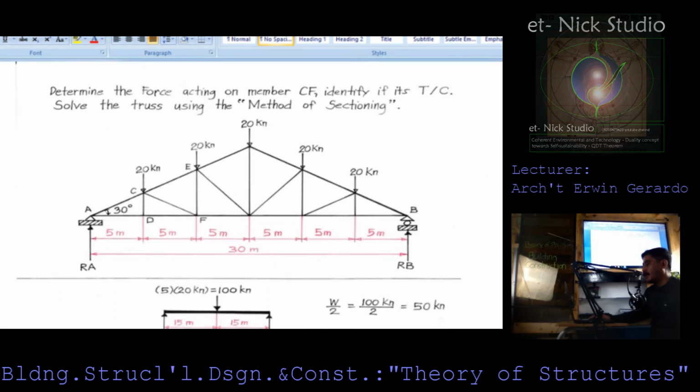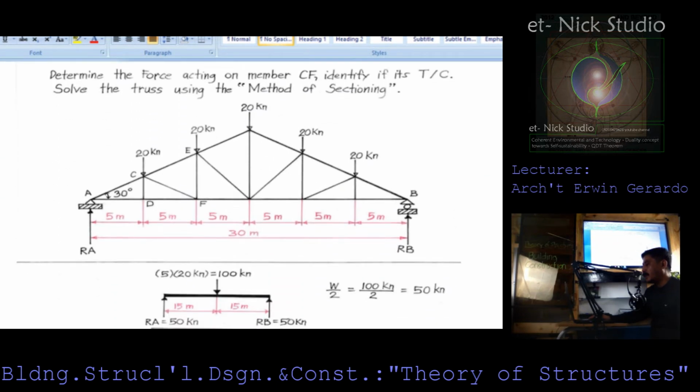Determine the force acting on member CF. Meaning we need to determine here this member C and F, and identify if it is tension or compression. Solve the truss using the method of sections. Take note to solve for the reactions of A and reactions of B.